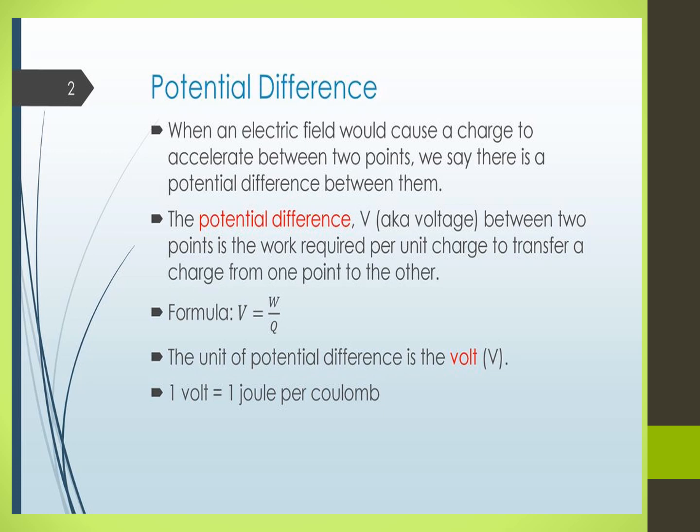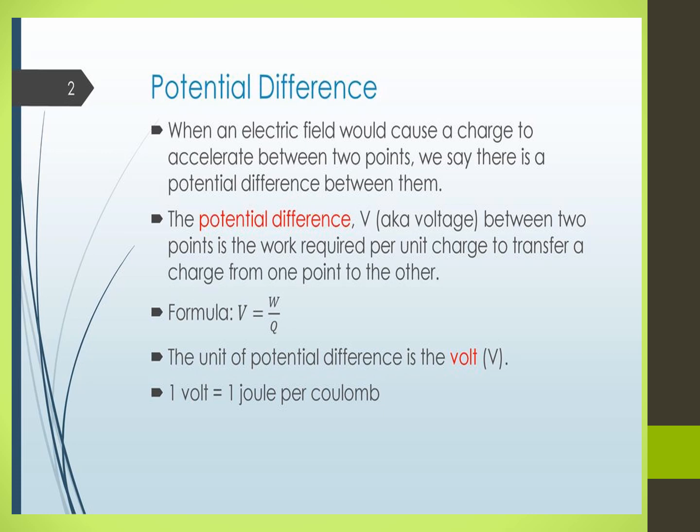What is potential difference? When an electric field causes a charge to accelerate between 2 points, we say there is a potential difference between them. The electric field from the first point to the last point makes the charge accelerate between 2 points. We say there is a potential difference between them.